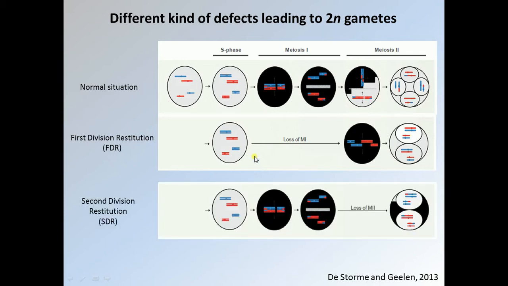And when you talk about second division restitution, then it's the other way around. Meiosis 1 works well, so you have separation of the homologous chromosomes, but then the sister chromatids separate but don't separate spatially, which means they will remain in the same cell, leading to the same chromosome with the two sister chromatids separated, but it leads in the end to the same result, which is unreduced gametes. Okay.